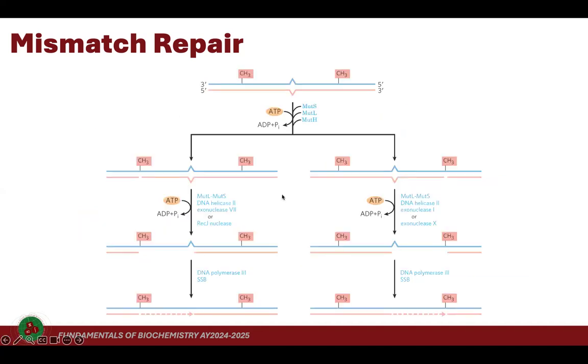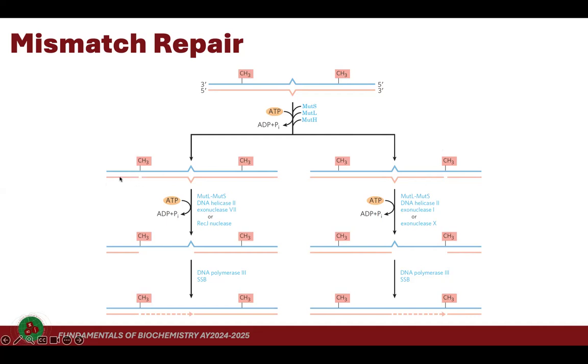And the next thing that will happen is that, once you have the nick there, you now import your nucleases because you need to remove a segment of the DNA surrounding the mismatch so that the DNA polymerase III can redo the polymerization, but this time with the correct base pair. There are actually two pathways that can happen, and this depends on whether your nick is to the right of the mismatch or to the left of the mismatch.